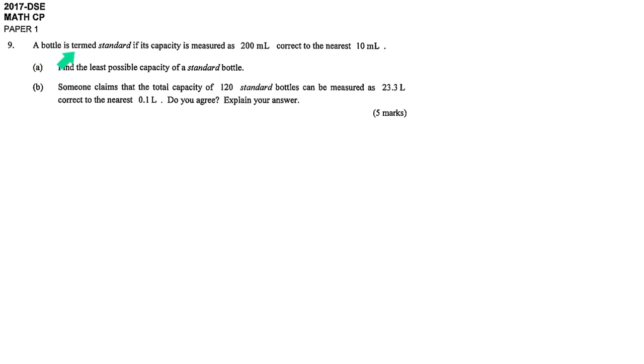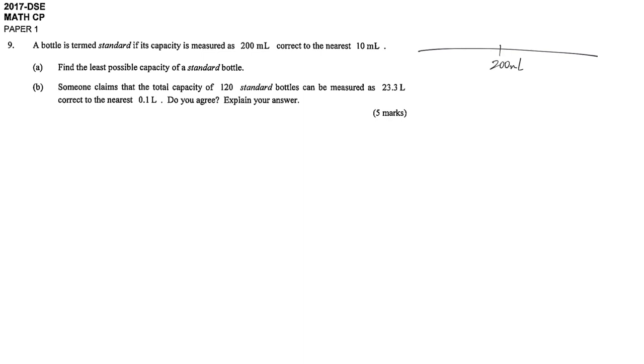A bottle is termed, that means considered, as standard if its capacity is mentioned as 200 ml. And then the key point here is, correct to the nearest 10 ml. That means this is not the actual value, but an estimated result. So we consider this a rule, and our measured value is 200.